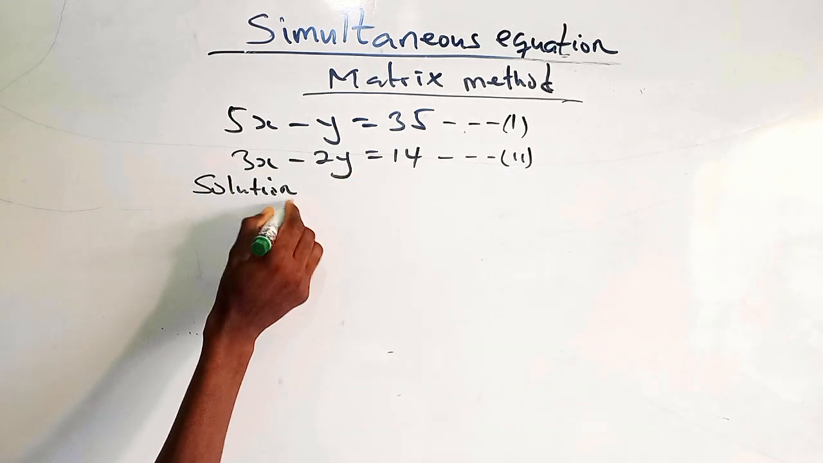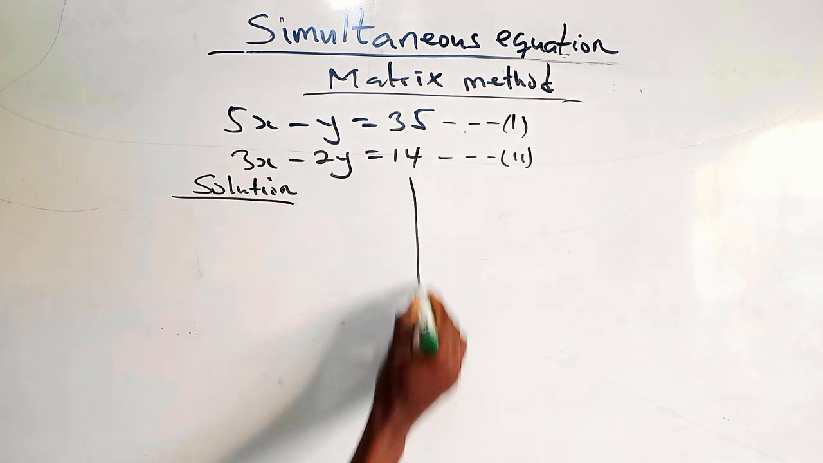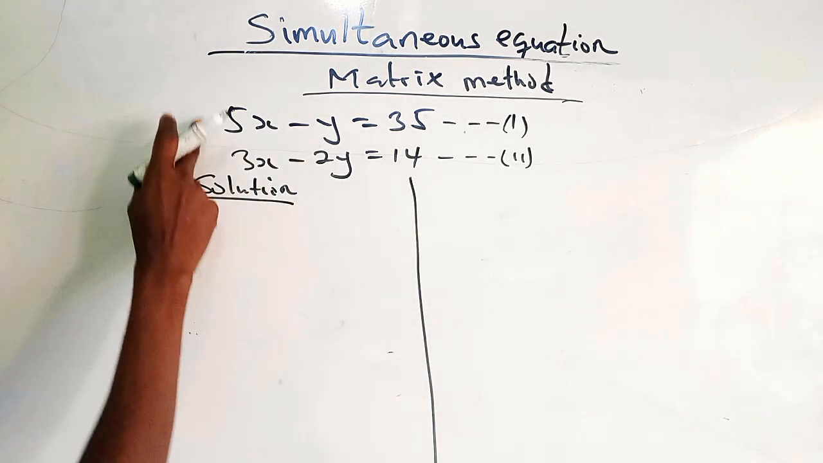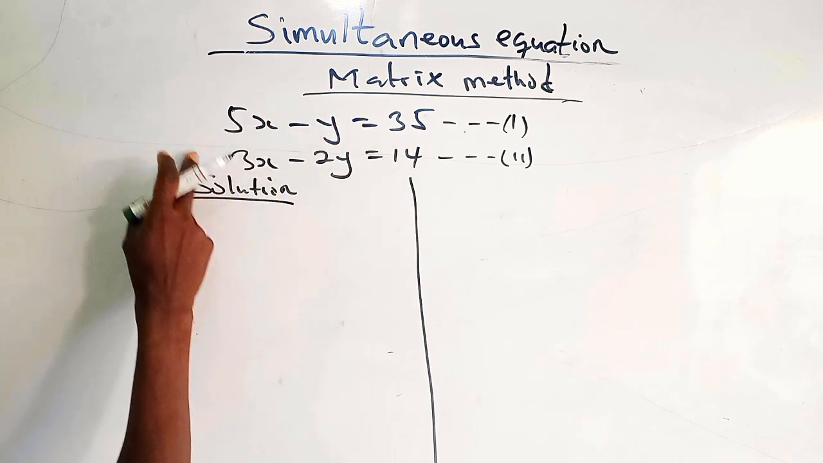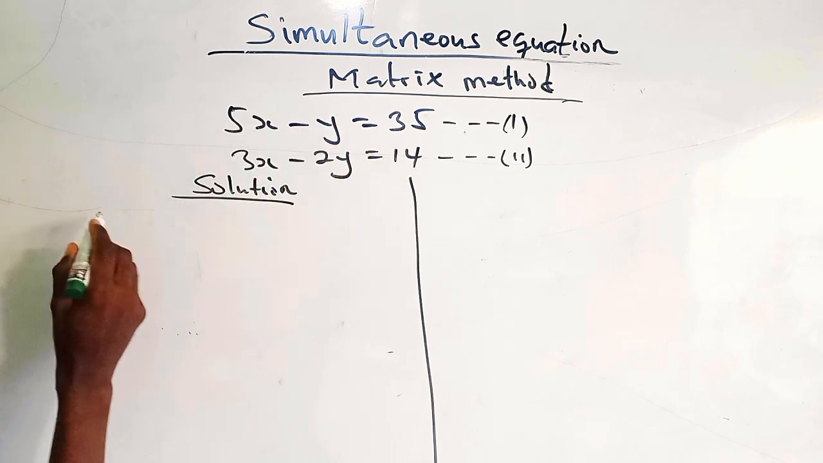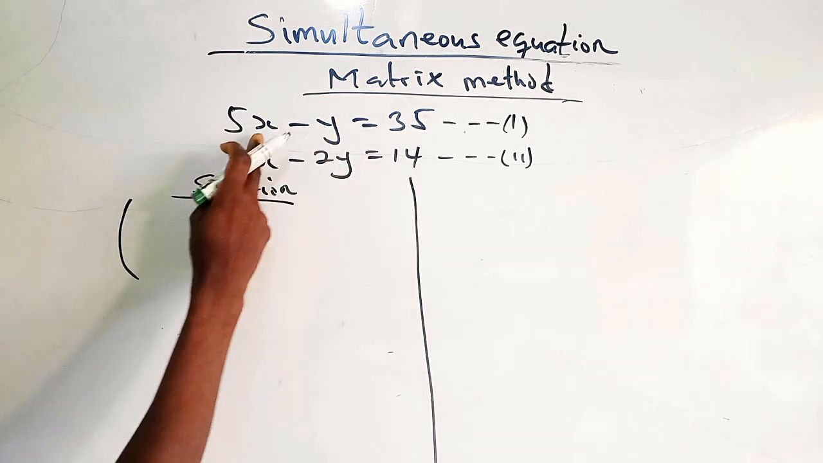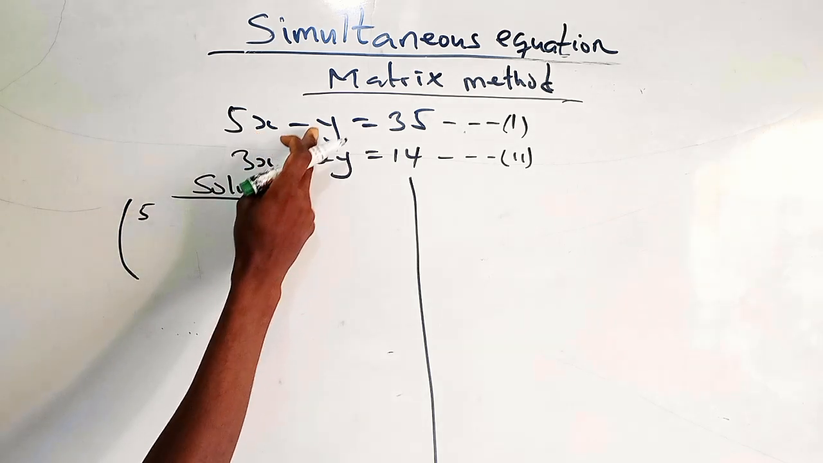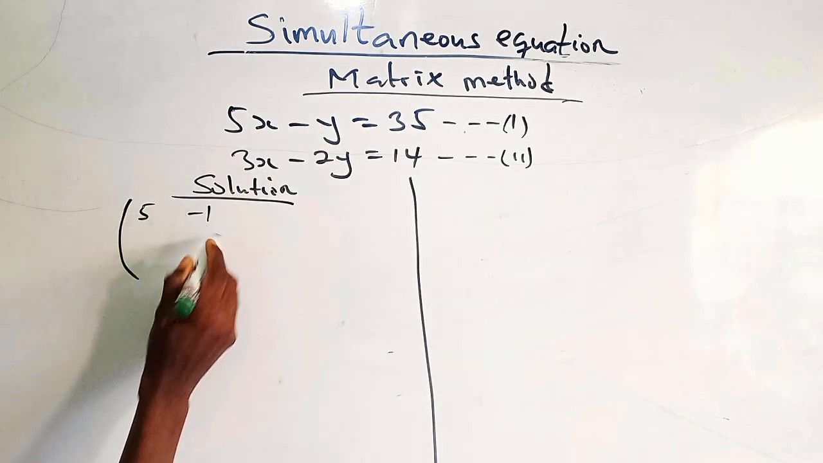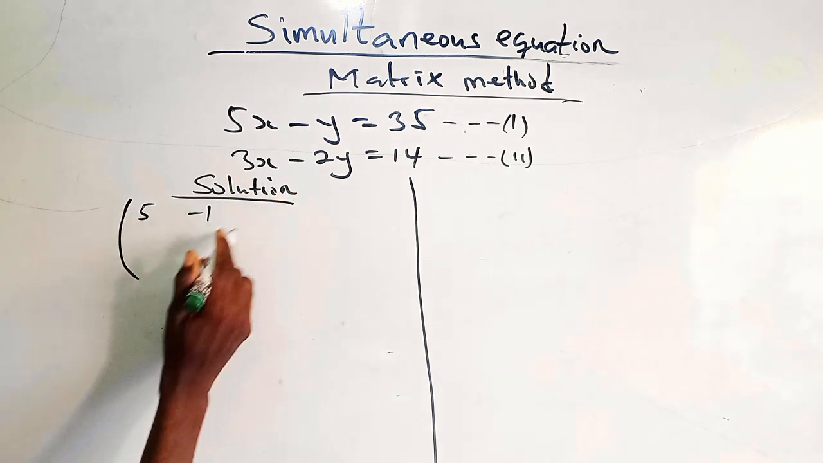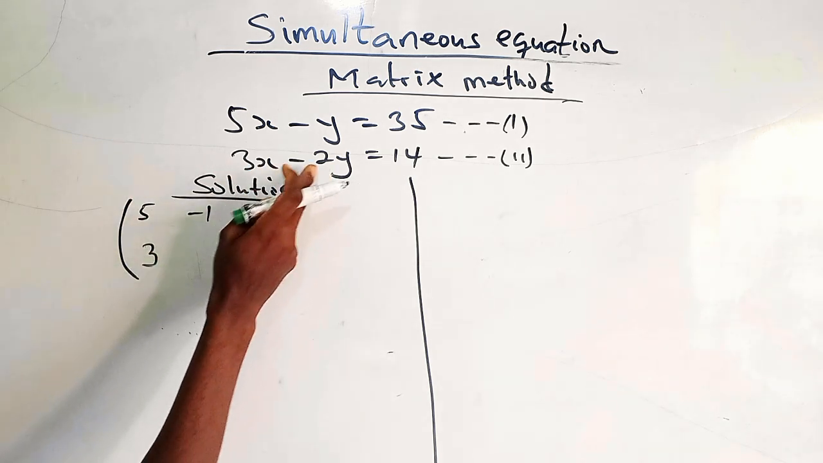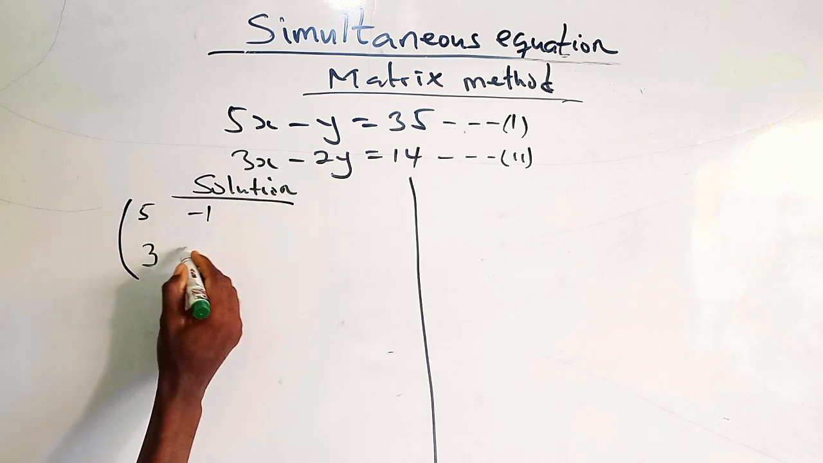Solution. The first thing we do is to look for the matrix representation of these two equations. And how do you do that? Let's start with the first one. We have the coefficient of x to be 5, the coefficient of y to be minus 1. For the second one, the coefficient of x is 3, and the coefficient of y is minus 2.